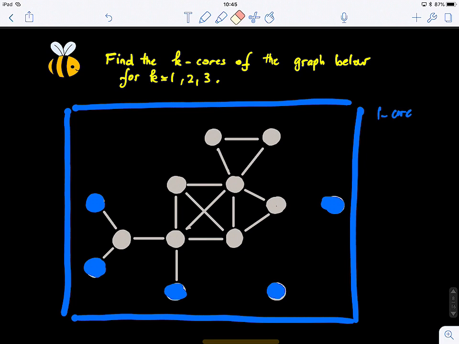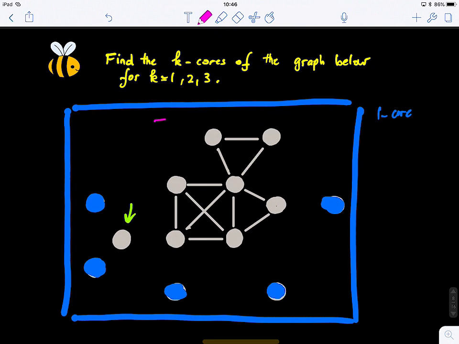And then what do you notice? This guy now, right here, it has a degree of 1, so I need to remove it too, right? Okay, now we have discovered the two cores. So this is the two core, okay?